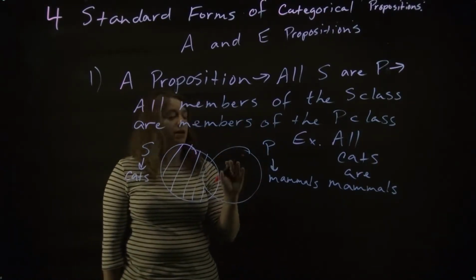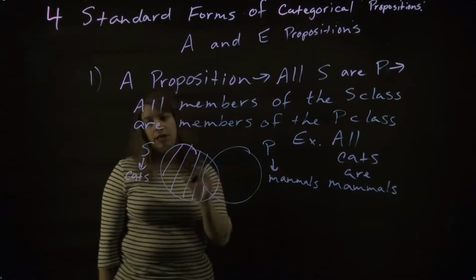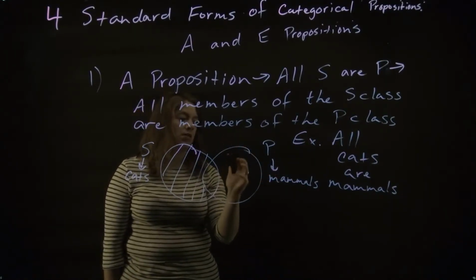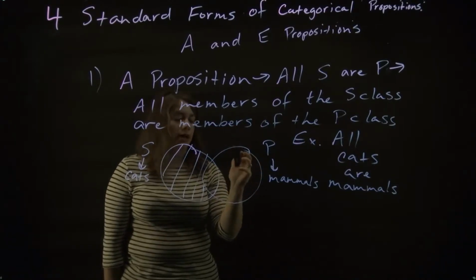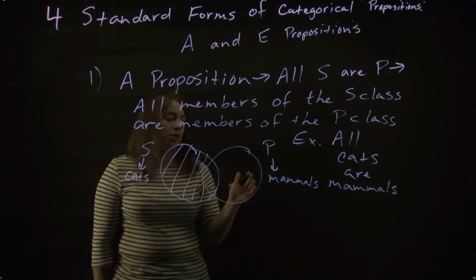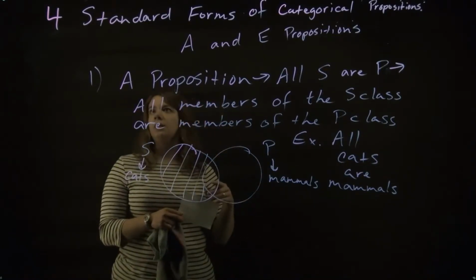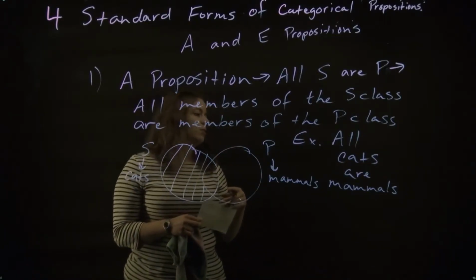Now, you may find things that are mammals which are not cats, and again, that's what this is showing here: there could be things out here in this part of the circle that are not cats, but are still mammals. And so this is what the A propositions demonstrate. Okay?